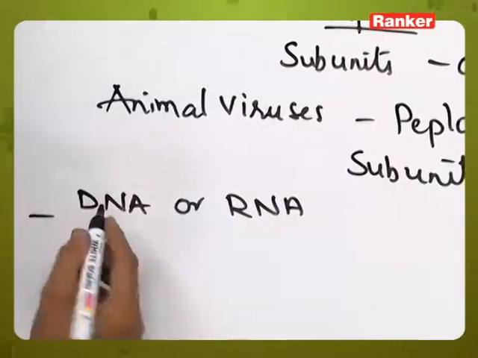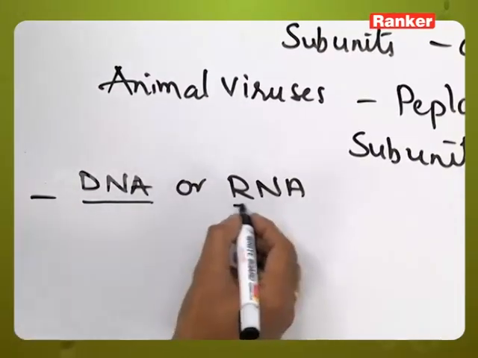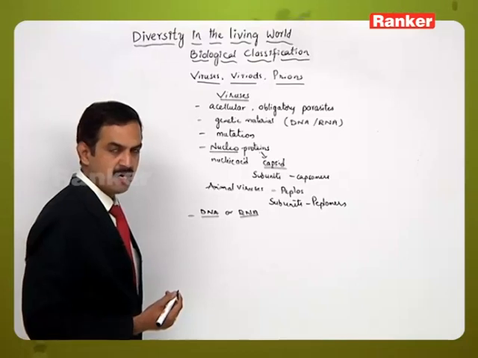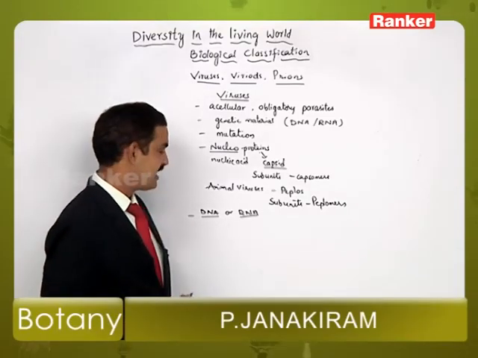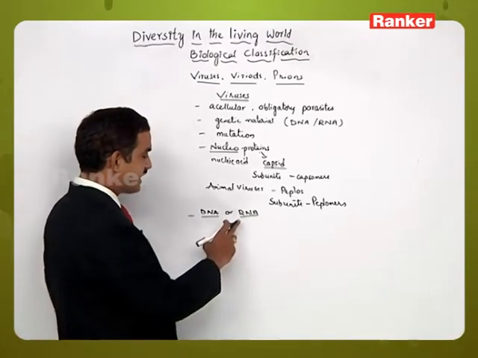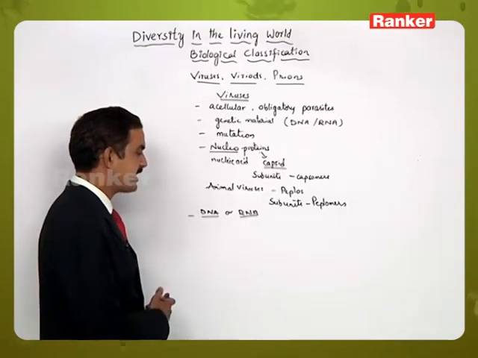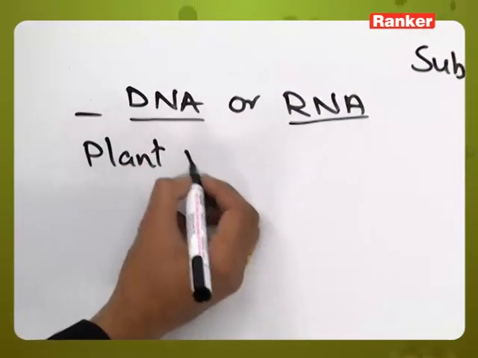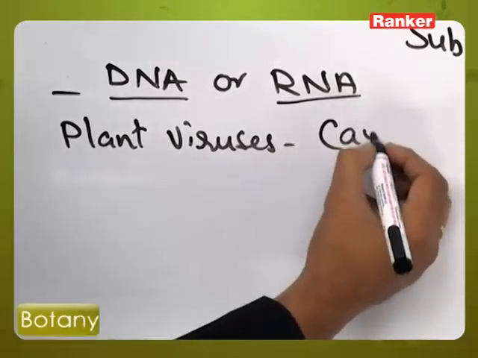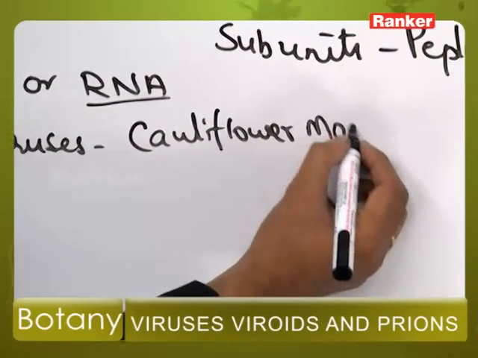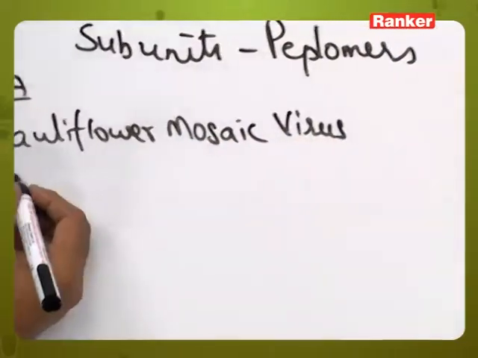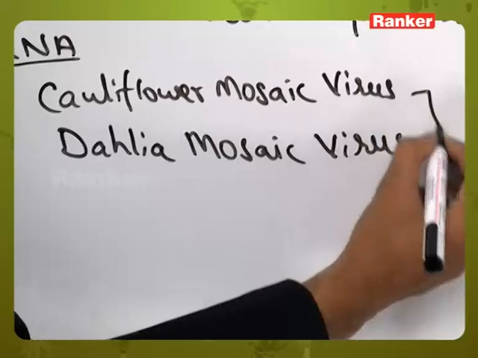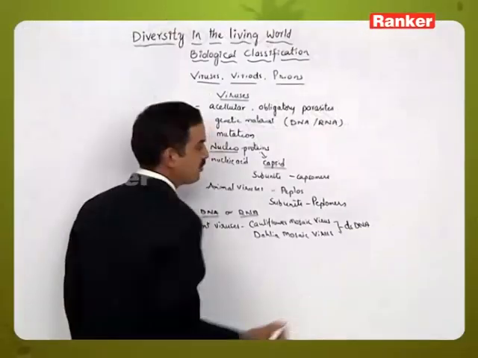Generally, DNA is present in animal viruses and RNA is present in plant viruses. If it is DNA, generally it is double stranded, but in some exceptional cases the DNA is single stranded. But basically, DNA is present in animal viruses and RNA in most plant viruses. There are some plant viruses, like cauliflower mosaic virus and dahlia mosaic virus, which contain double-stranded DNA as the nucleic acid.